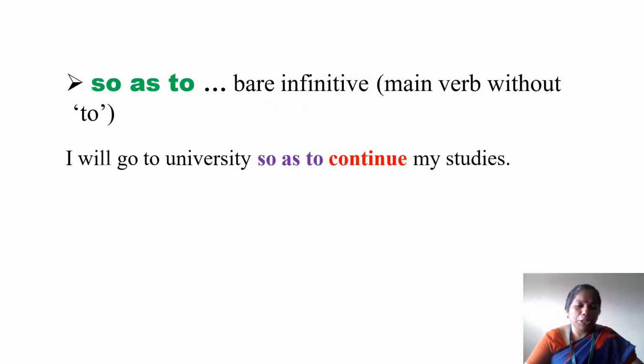Here is the next connective. It's so as to. So as to has to be followed by the base infinitive form of a verb. I will go to university so as to continue my studies. So as to is a connective. This is followed by the base infinitive form of a verb.